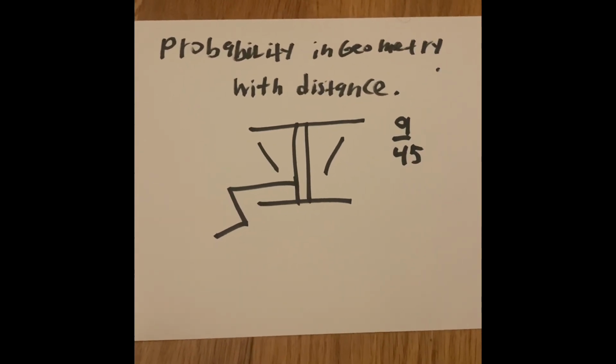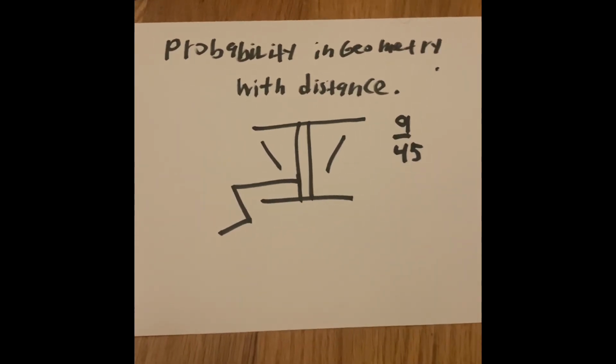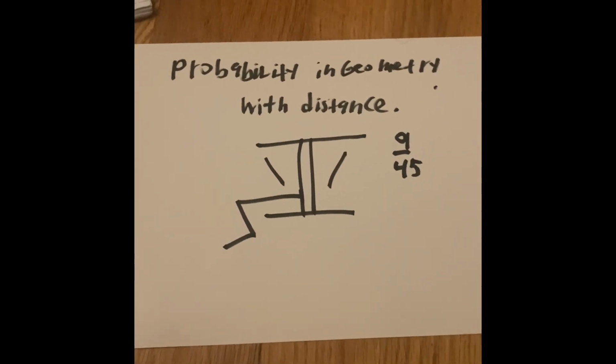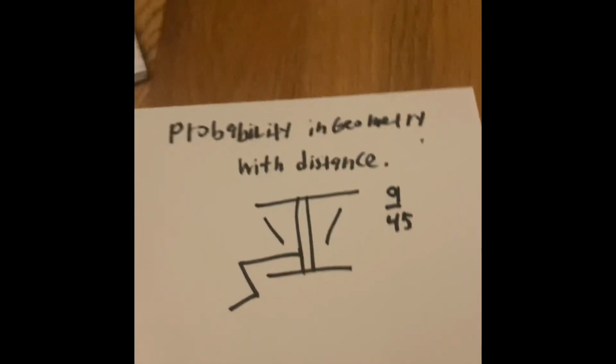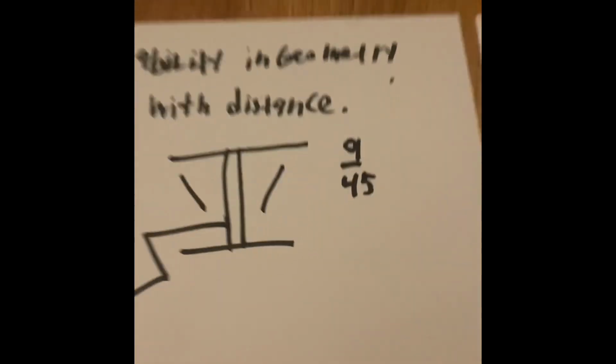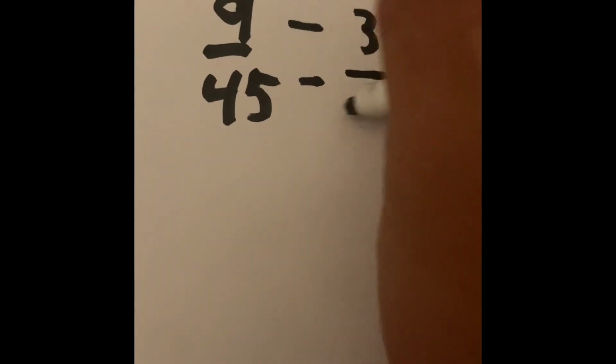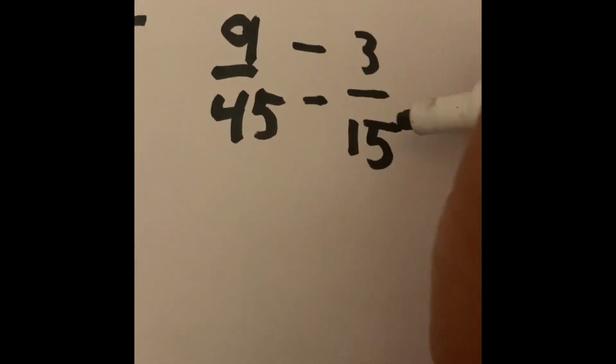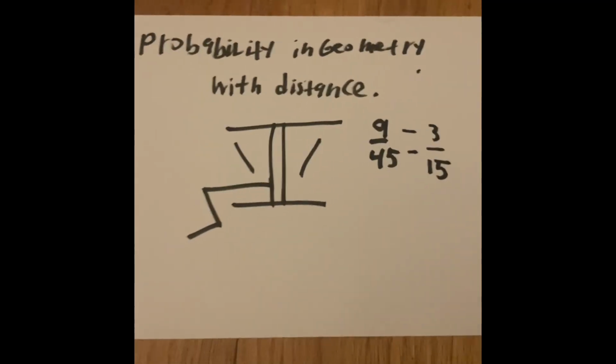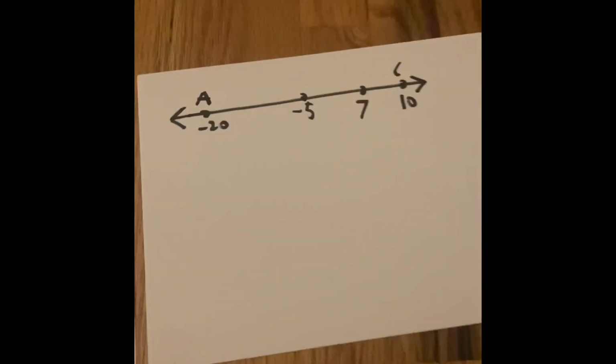We are going to do some probability in geometry, but we're going to do it with distance. Oh, and about simplifying: in the last video, we realized that the fraction 9/45 can be simplified. That can be transferred over to 3/15. Okay, we fixed that problem, but we have another problem.